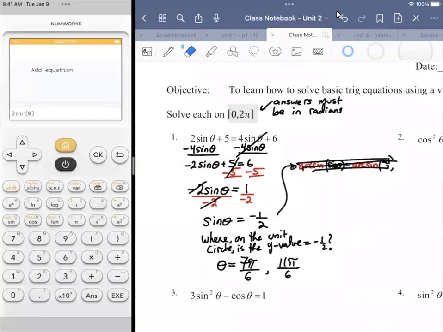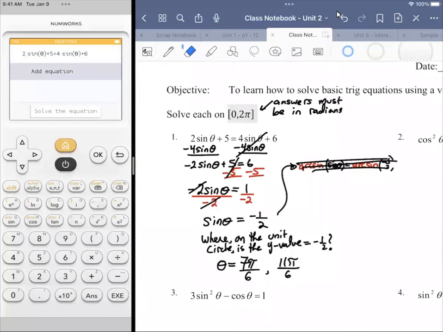All right, so that's what I'll do. +5, shift pi, 4 sine, cycle through till we get a theta, +6. And then hit OK to lock it in.